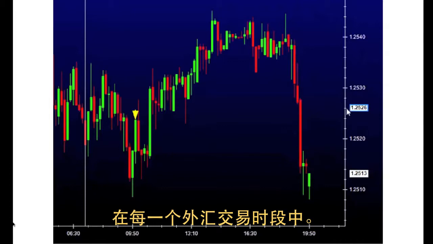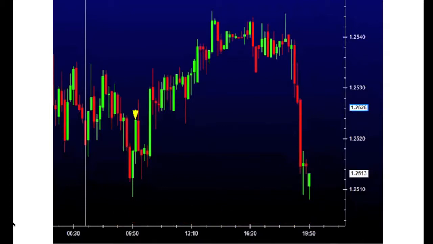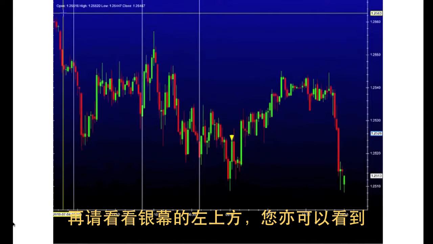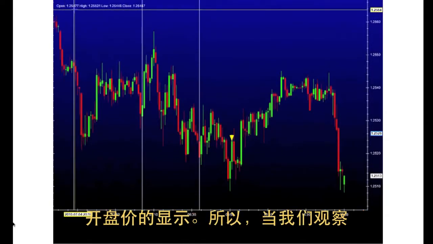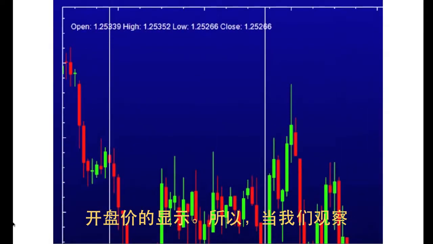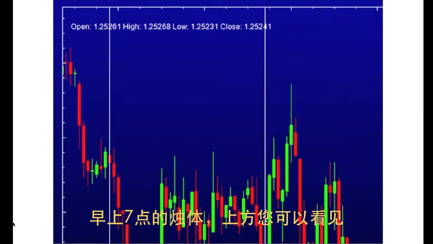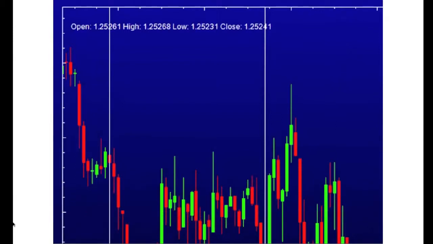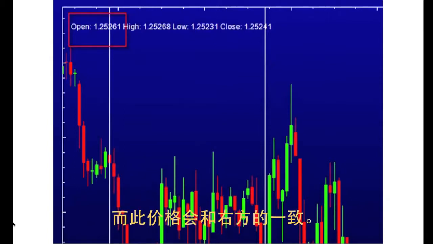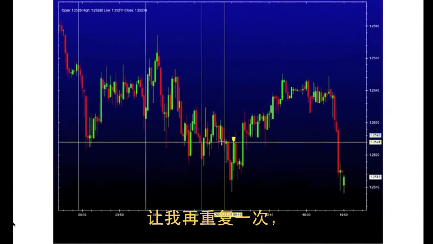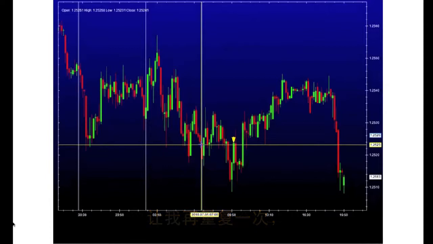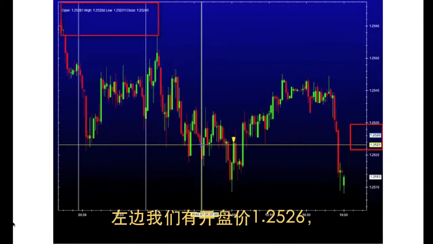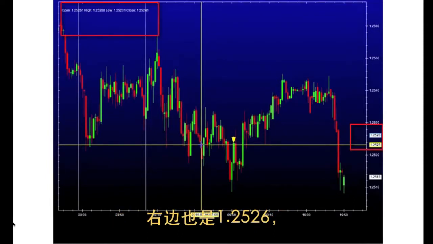So in this case, the session open was 125.26. And allow us to show you on the left-hand side. Here you can see open price, high and low. When we go to the candle at 7 o'clock, you can see on the top left-hand side, it says open 125.26. So this price up here is going to be exactly the same price that you're going to see here on the right. Let's show you once again. Open price, look on the left, 125.26. Look on the right, 125.26.